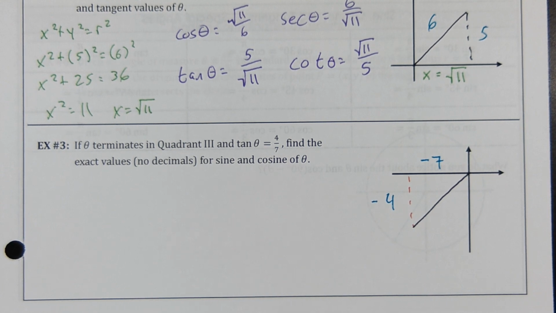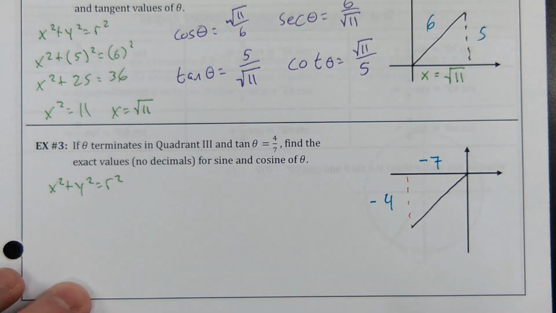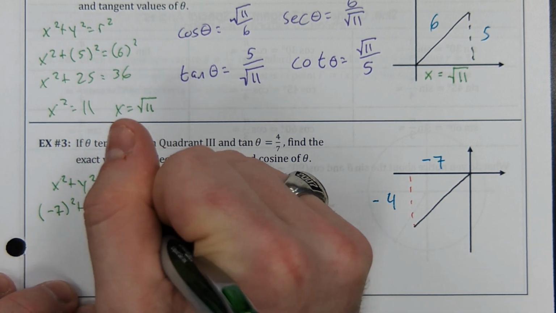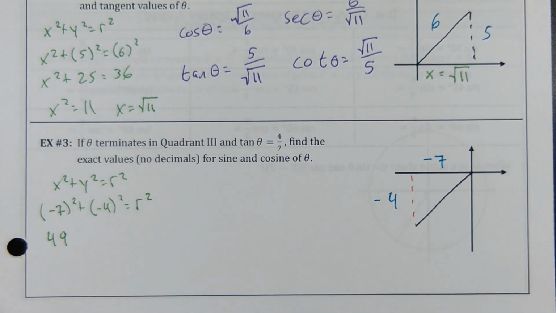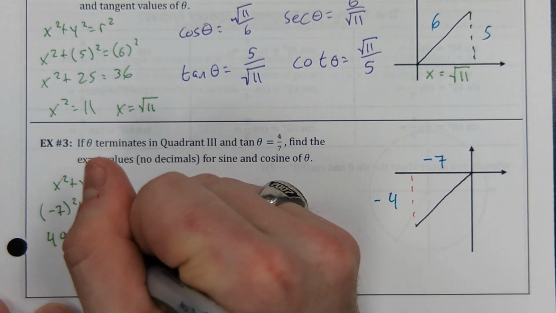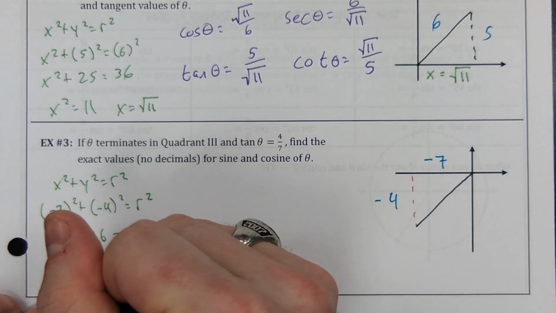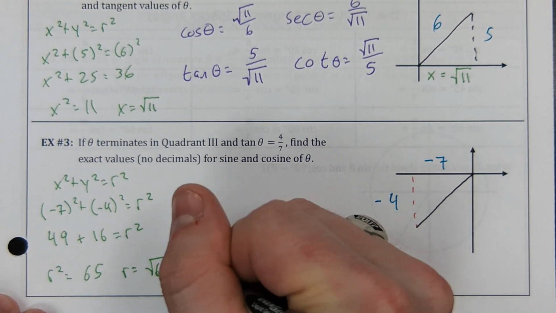Good. Alrighty. Again, going to need the radius, though, if I'm going to find sine, cosine, and their reciprocals. Please use parentheses. Negative 7 squared is 49. Negative 4 squared is 16. R squared is 65. So our radius, which is always positive, will be the square root of 65.